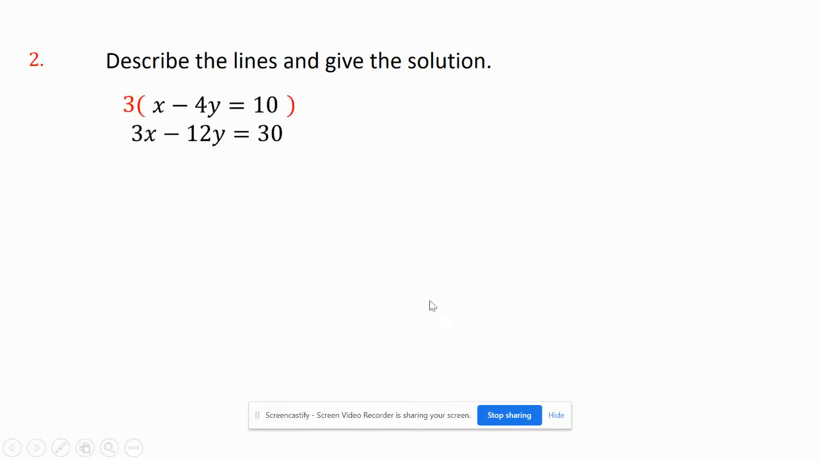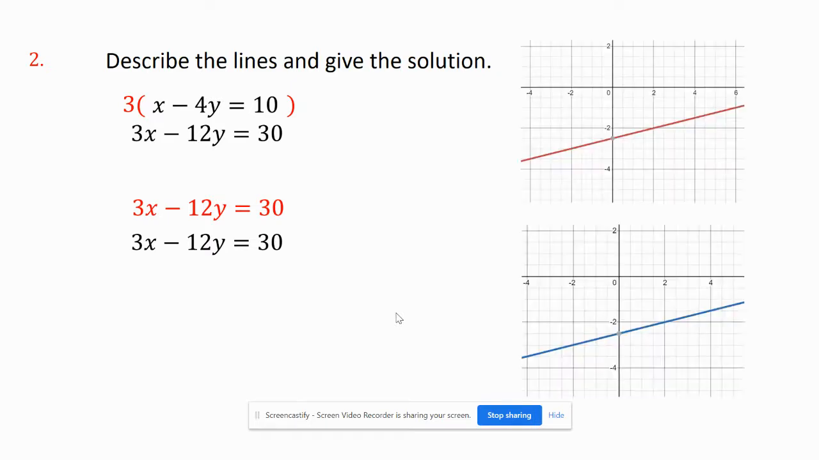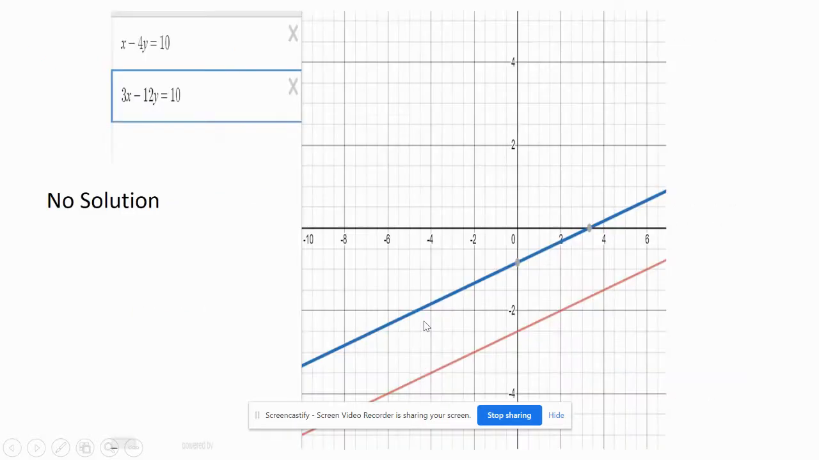What would happen if I multiplied the top one by 3, all of it? Well, it would become 3x minus 12y equals 30, which is the bottom one. So they're exactly the same, meaning I would have infinitely many solutions, because if you were to graph this, the graphs would be exactly the same. But on Desmos, you would only see one of them because the lines would be the same. An answer is infinitely many solutions if you have the exact same line.